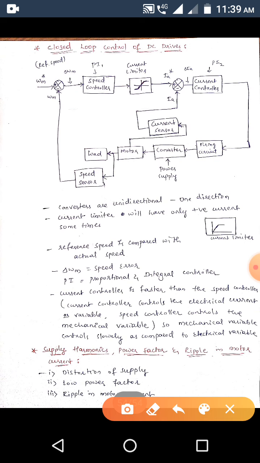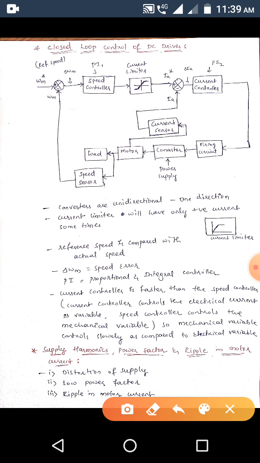Next topic is closed loop control of DC drive. As you know, in any electrical system where current is flowing, if it is not a closed loop, then we cannot control the speed or torque. The same goes for the DC drive: if it is a closed loop, then we can control the speed as well as the load easily.